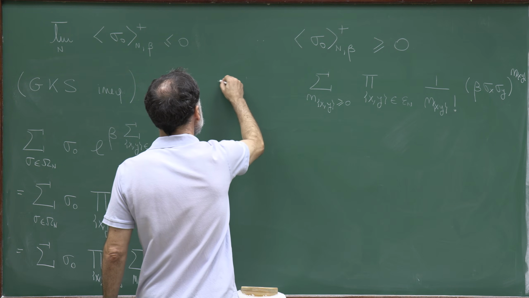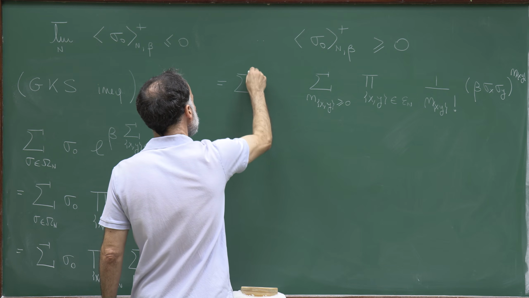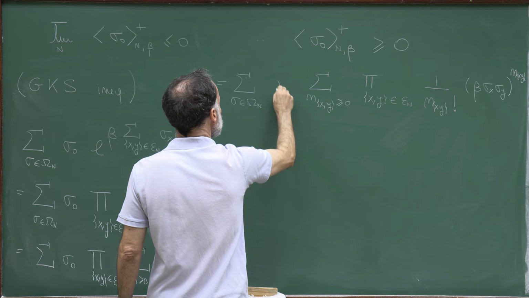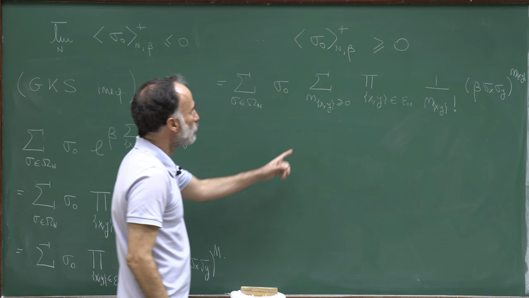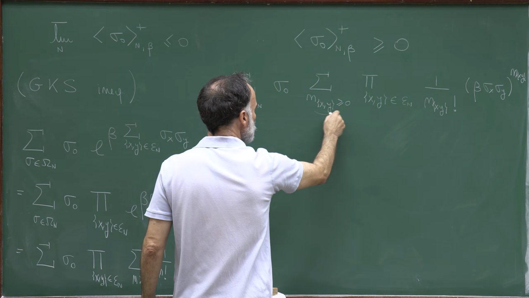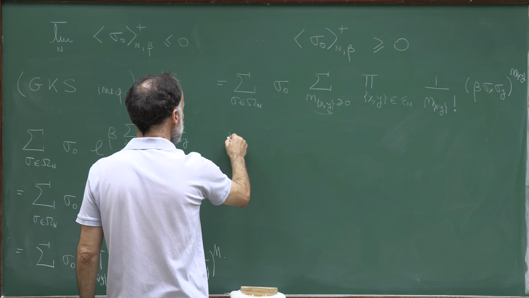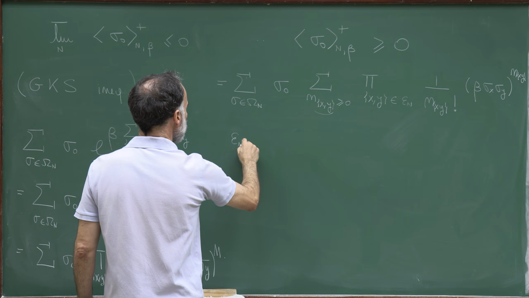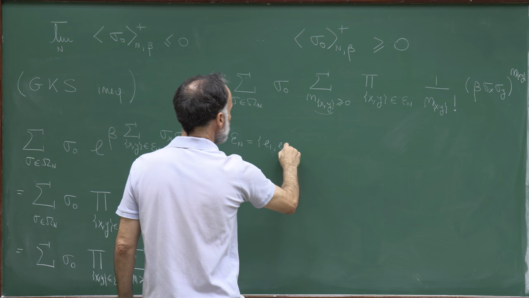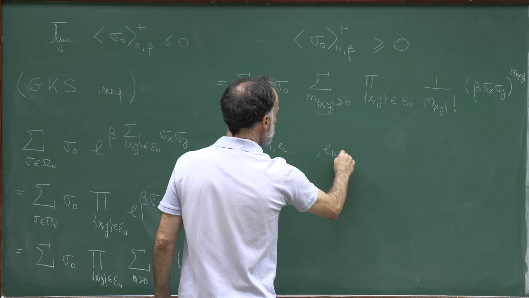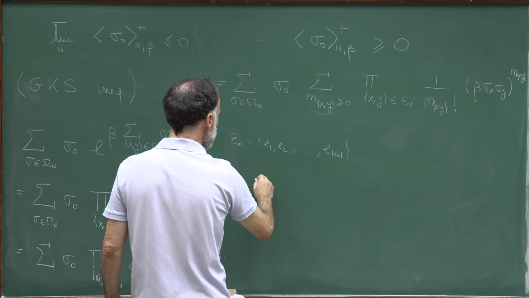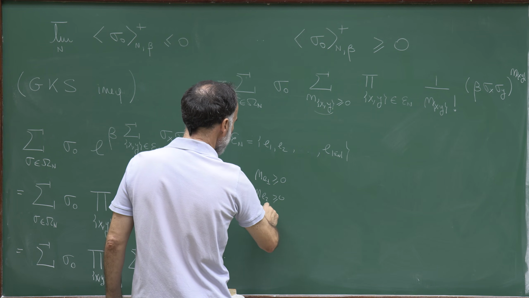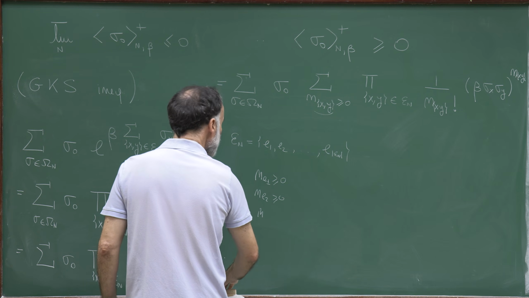And therefore, this sum is equal to the sum over all sigma in omega n, sigma 0, then a sum. But here you have to remember, what I mean is that I'm enumerating all edges of En. So let's say that En is equal to the edges E1, E2, until the edge En. So this sum here is indeed a sum of n E1 larger than 1, and n E2 larger than 0, up to En.